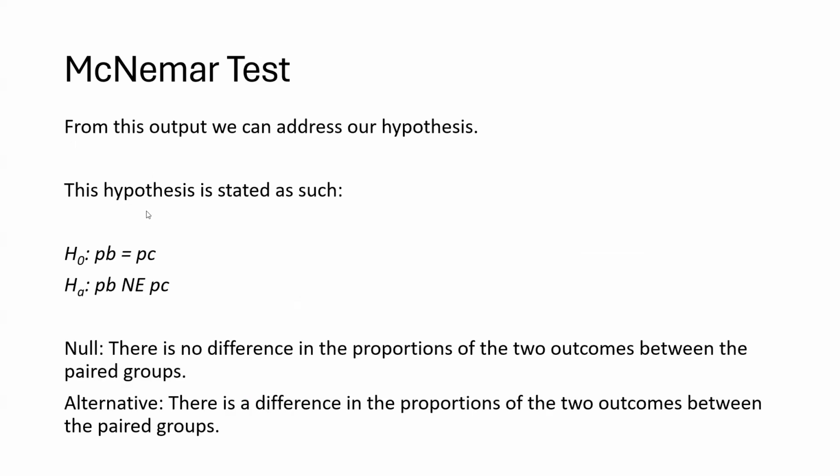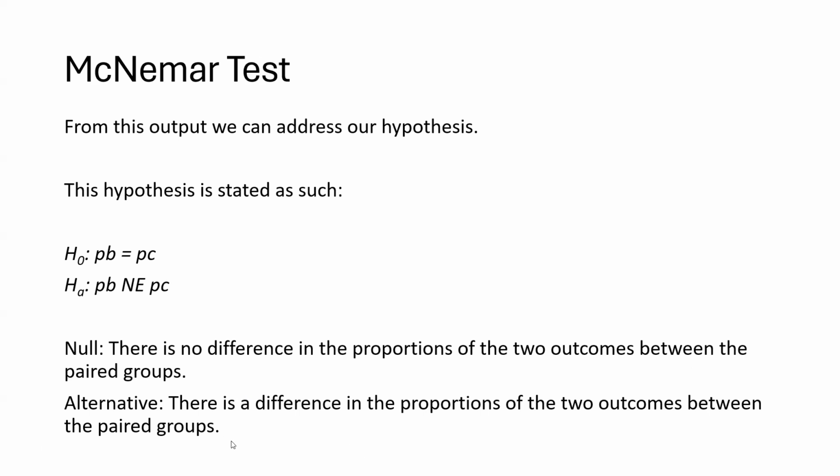So here is how the hypothesis is structured symbolically. But as far as how that translates into the actual hypothesis written out itself, there is no difference in the proportion of the 2 outcomes between the paired groups. That's our null hypothesis. And the alternative hypothesis is there is a difference in the proportions of the 2 outcomes between the paired groups.